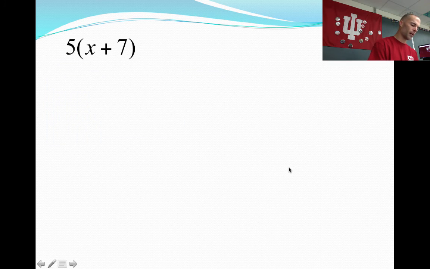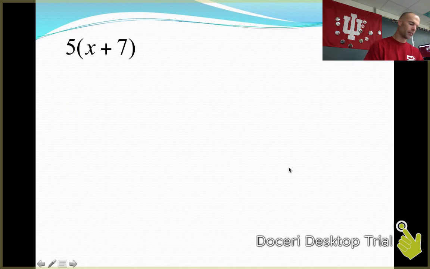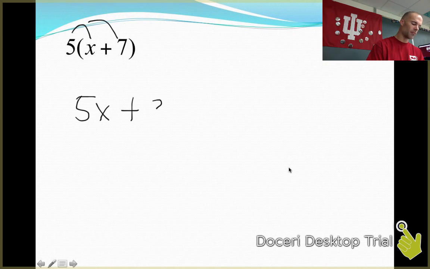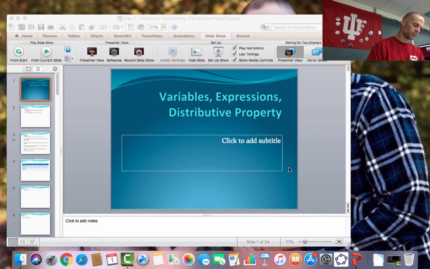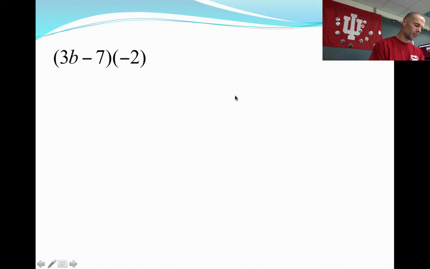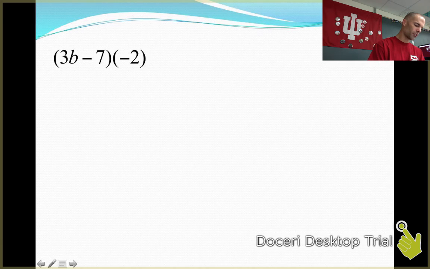Okay, so let's simplify. So we have 5 times the quantity of x plus 7, so we're going to distribute. So this would be 5x plus 5 times 7, which would give you 35. Alright, again we're going to distribute. So we'd have negative 2 times 3b, which would be negative 6b. Negative 2 times negative 7 gives you a positive 14.